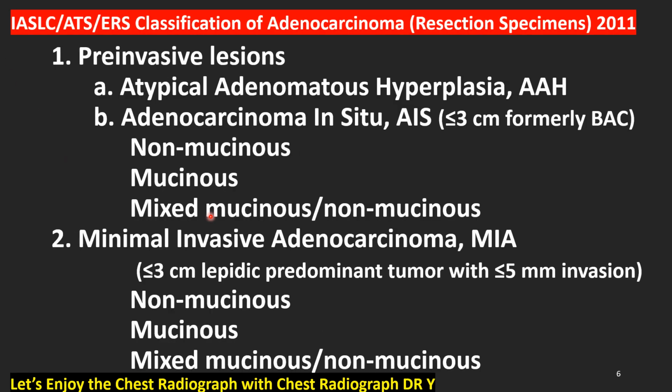Let's divide the contents into 2 pages. First page is number 1 and number 2. These 2 types usually manifest themselves on the radiographs, on the CAT scan, as ground glass opacity, subsolid nodules. Let's go to the first one. The pre-invasive lesions. In this category, there are 2 types. A, atypical adenomatous hyperplasia, in brief AAH. B, adenocarcinoma in situ, AIS. In AIS, we divide it into 3 subcategories: non-mucinous, mucinous, and mixed mucinous and non-mucinous. Mucinous is usually more aggressive than the non-mucinous type.